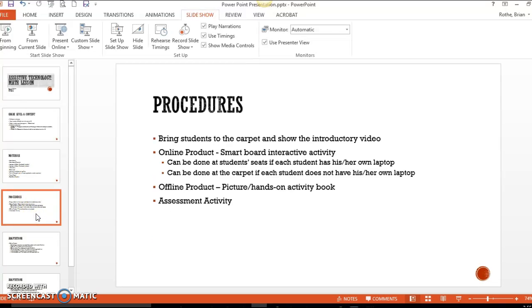So for the procedures, it'll start by bringing students to the carpet to show the introductory video. Then it'll move into the online product from there. Students can move to a laptop center or a laptop table where they can do a few of the activities on their laptops. Then it will transition into the offline product where students can go to their seats and there's a picture book with hands-on activities that the student can complete, and then finally it'll end with the assessment activity.